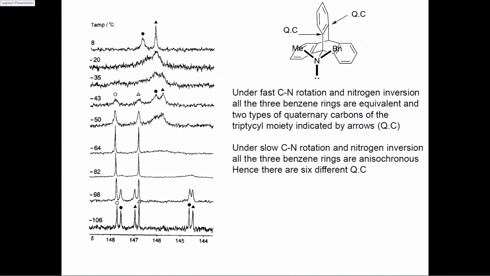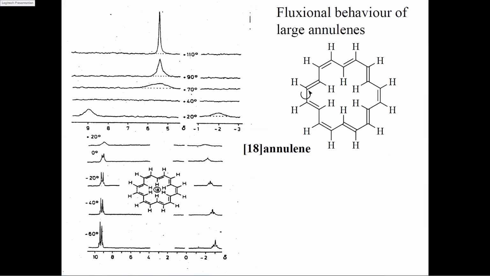Take 2 minutes more. I have to skip many of these slides, otherwise it will go on and on. This is an interesting case. The diamagnetic ring current effect will shield the hydrogens which are in the interior of the annulene system. So these 6 hydrogens will be highly shielded and these 12 hydrogens will be highly de-shielded in nature. At low temperature, this is a highly shielded hydrogen at -3 delta. This is at 9.6 delta or so, which is a highly de-shielded hydrogen.